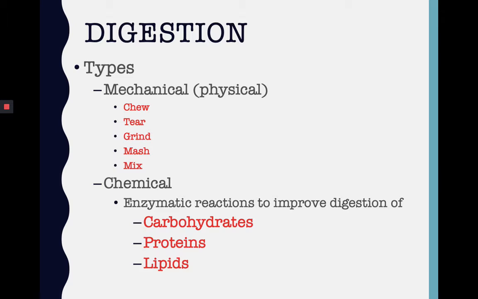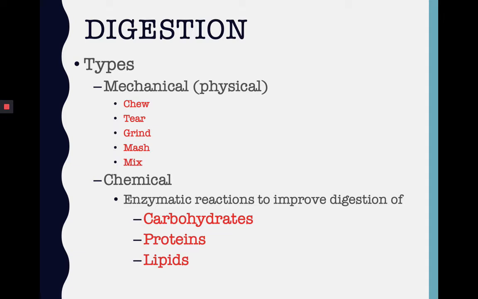When it comes to chemical digestion, it's enzymatic reactions to improve digestion of carbohydrates, protein, and lipids. There are certain enzymes that get into our gastrointestinal tract and help us to digest food. We call it chemical digestion.